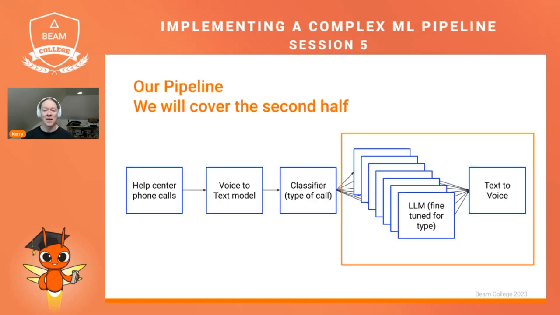So the pipeline, as you remember, takes a phone call. That's a fake phone call to a fake bank's help center, transforms the words of that call into a text message, and classifies based on the content of that text whether this call is about checking your balance or ordering a new debit card.